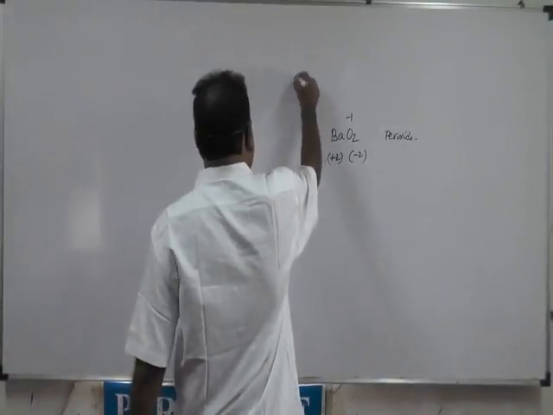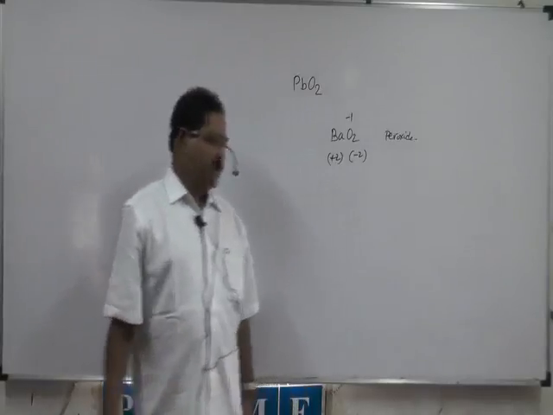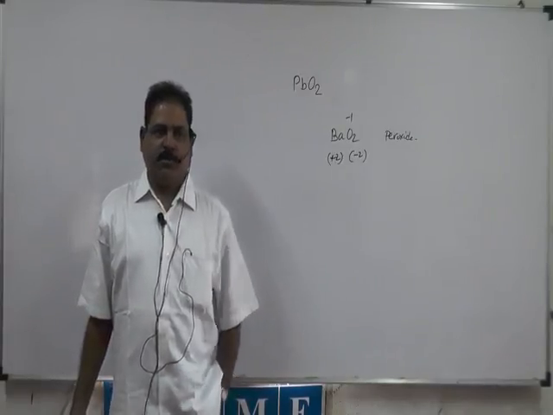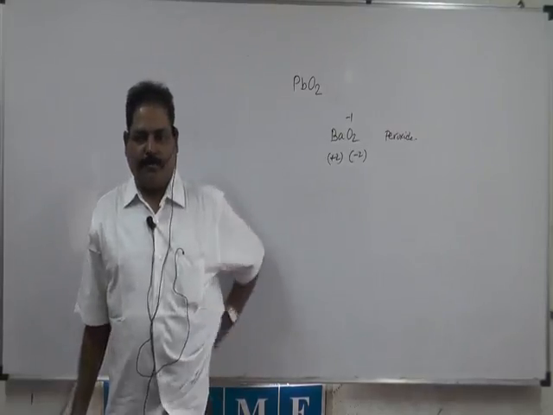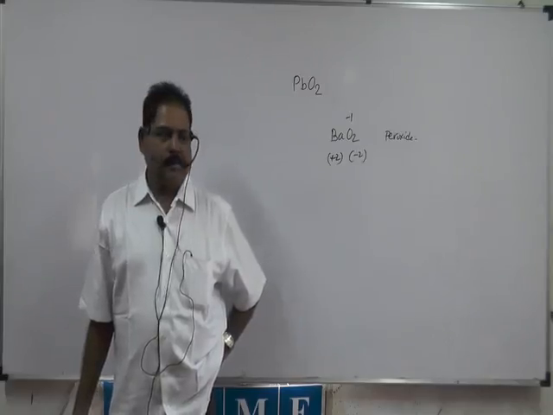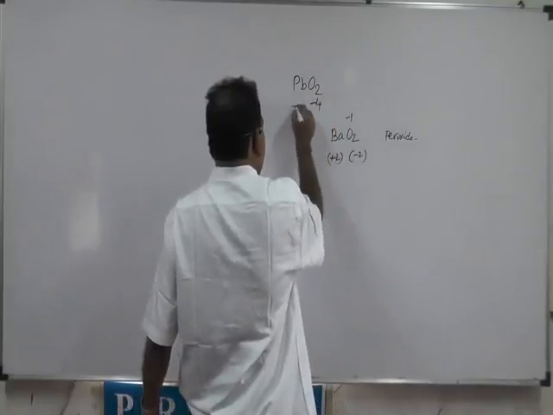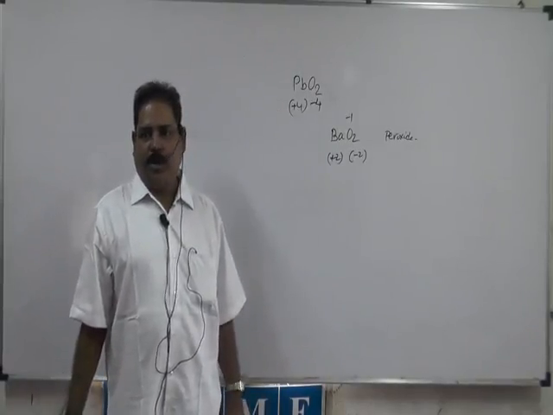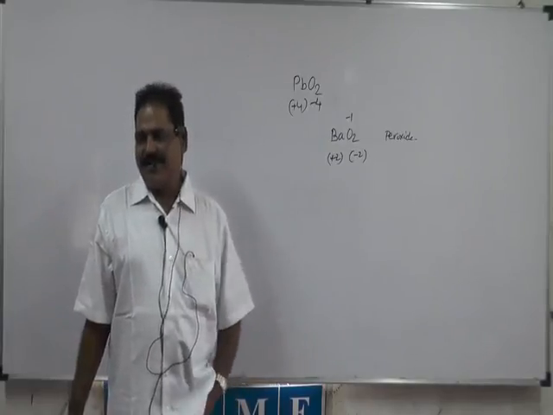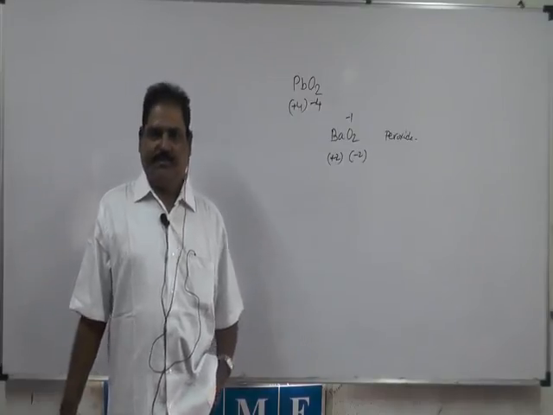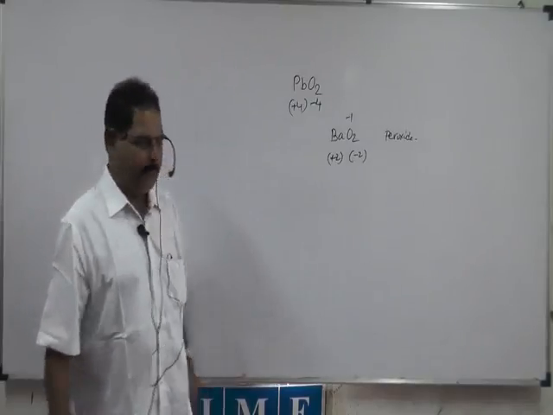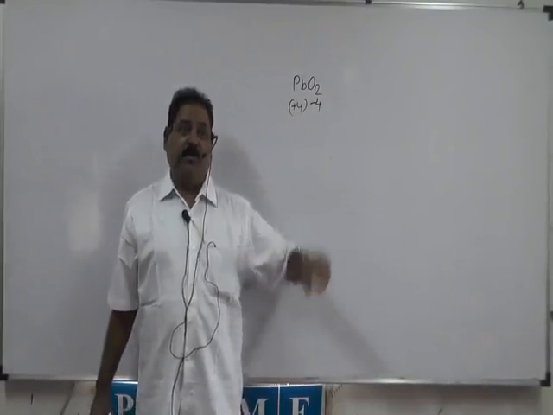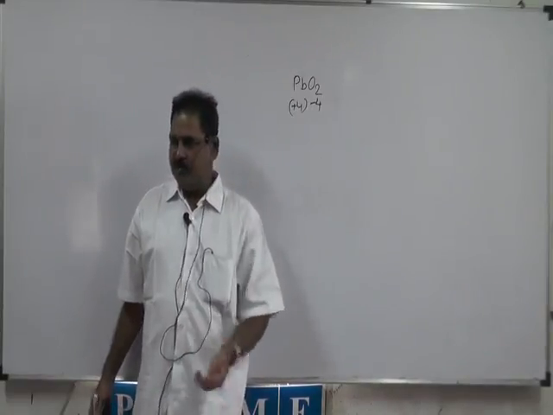Now, what about PbO2? Is it lead dioxide or lead peroxide? Oxide. Why? Give minus 2 to oxygen and lead has no difficulty in taking plus 4. Some of you are in a dilemma. So what is inert pair effect? He says inert pair effect hai na, PbO2 less stable hai na. Less stable hai, lekin hoga na. Samajh mein hai?